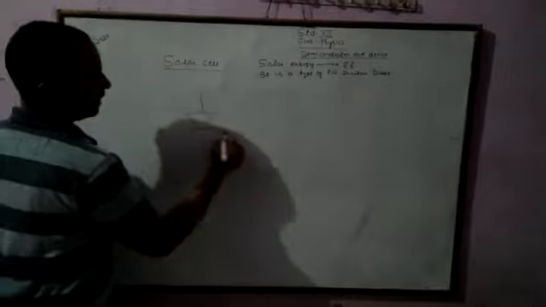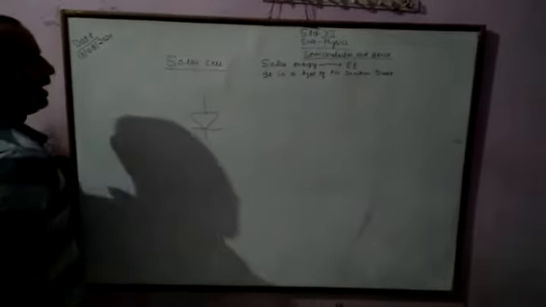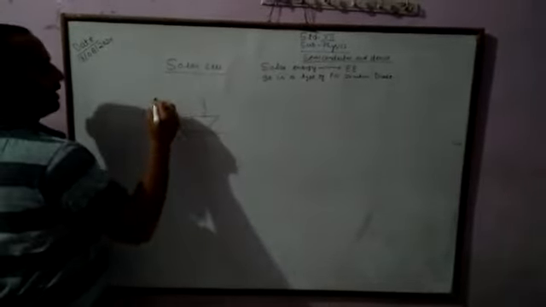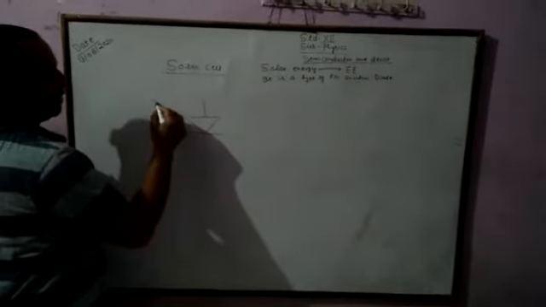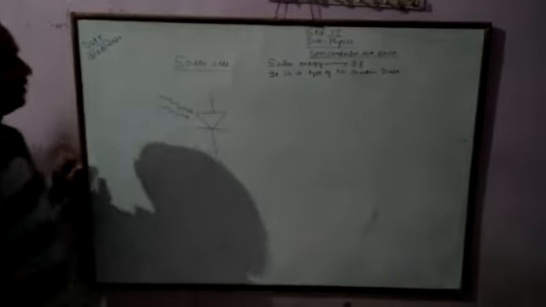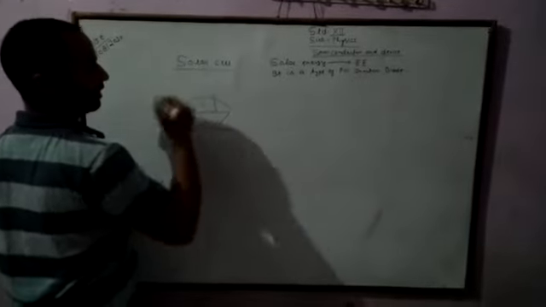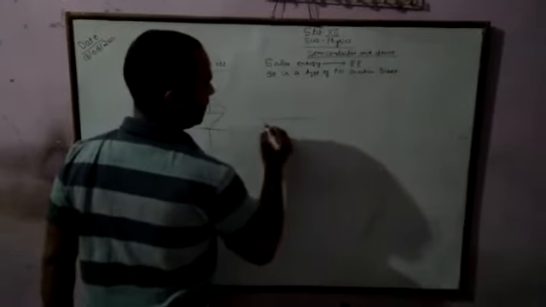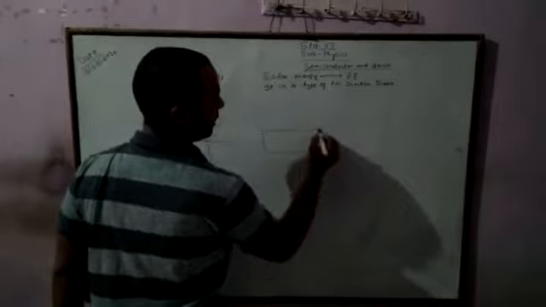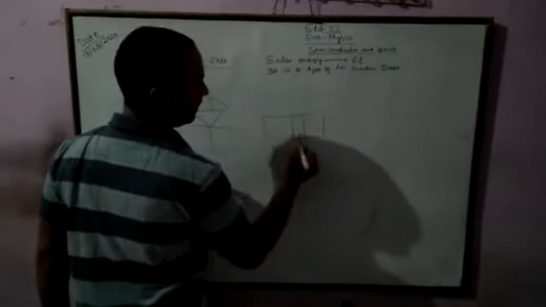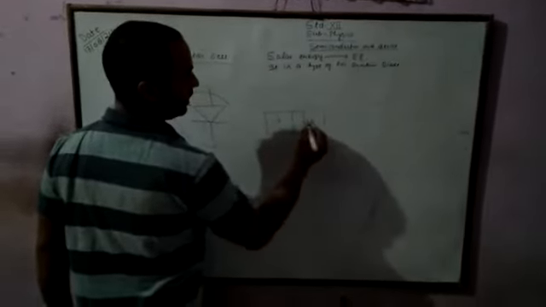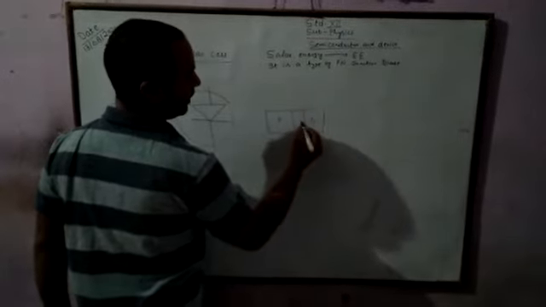This is the PN junction and the light is falling on this. This is the symbol which we use for the solar cell. Now what is this? This is a PN junction diode. This is P and this is N, and this is the diffusion layer.